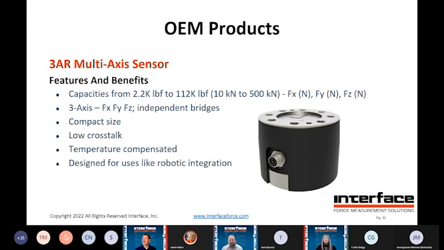This is a multi-axis sensor, 3-axis, so you get FZ and then the XY loads. This is an example of something designed specifically for robotics. Very small flange pattern, compact design, but this is just an example of what we can do from a multi-axis standpoint. More and more robotics are looking for not only improved accuracy, but also more data as part of that.